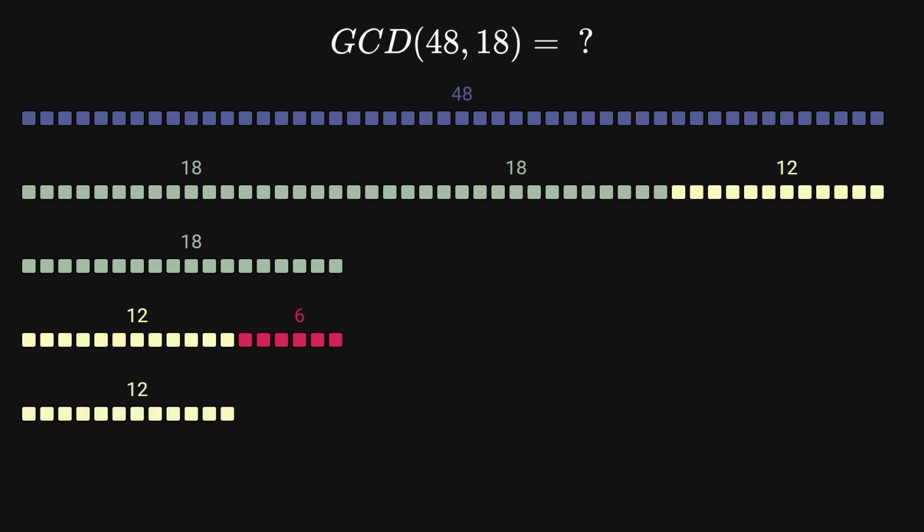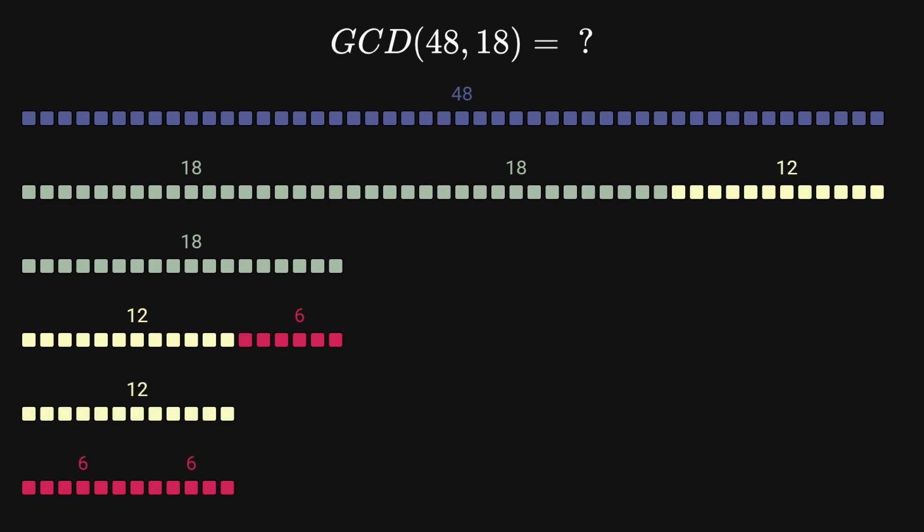The number 6 divides 12 exactly with no remainder. In other words, we express this as 12 is equal to 2 times 6 plus 0. Since the remainder is 0, the algorithm stops here, and the greatest common divisor of 48 and 18 is 6. You can see that this method required only 3 steps to find the GCD of 48 and 18.